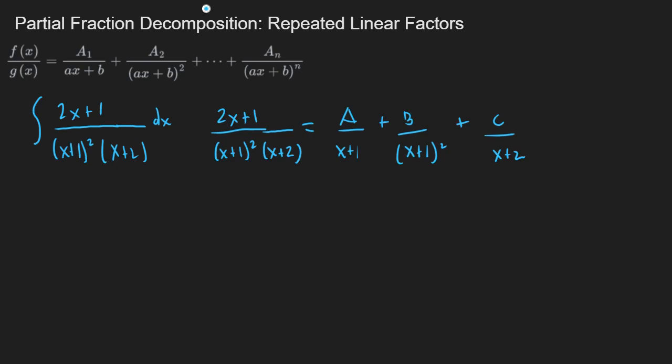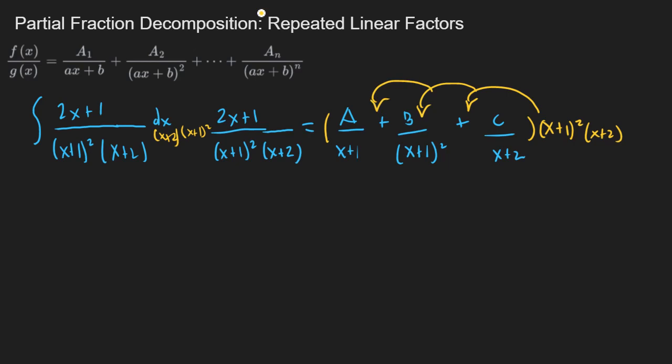Now, this might seem a bit more complicated than the previous examples, but it's not going to be too bad, because if we multiply by the LCD, which in this case would be the product of (x plus 1) squared and (x plus 2), and we just multiply this whole thing by it, then once we distribute across the addition for each one, we get the following.